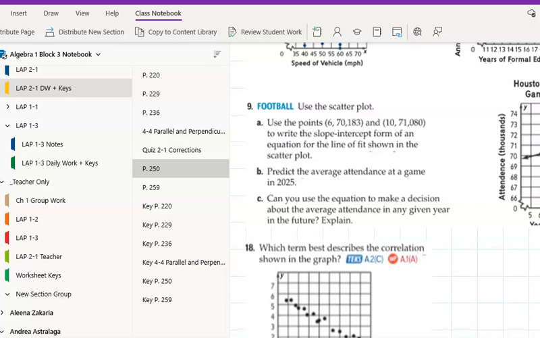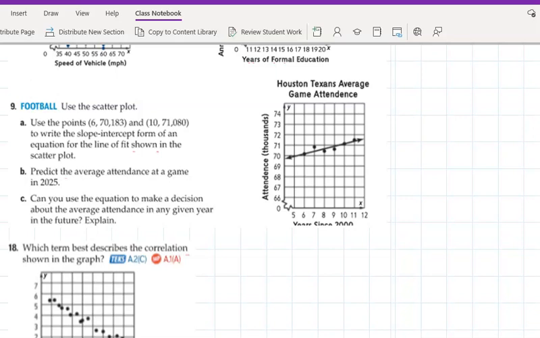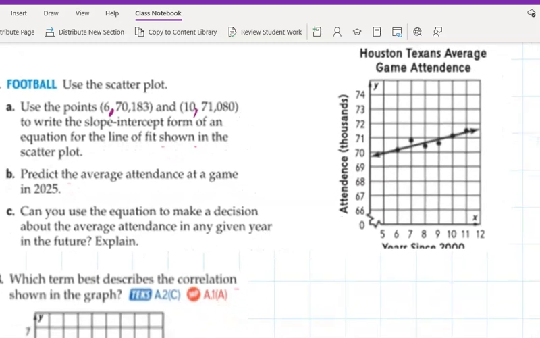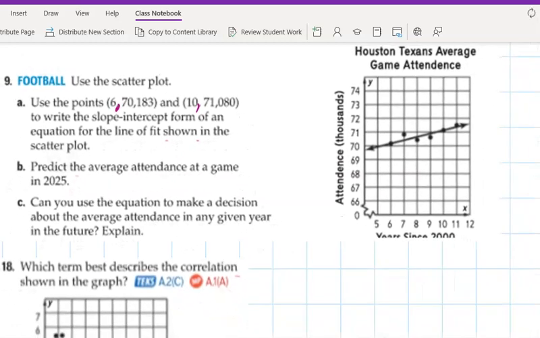So there was a question on page 250, number 9. This one, we're using the scatter plot. We're going to use these points, so that's the division between the 2 points, to write a slope-intercept form of an equation for the line of fit. The line of fit is the best line that goes through those dots. It predicts the trend.